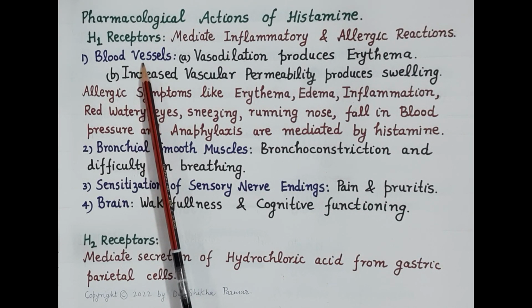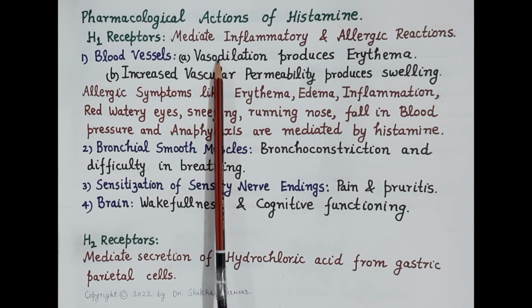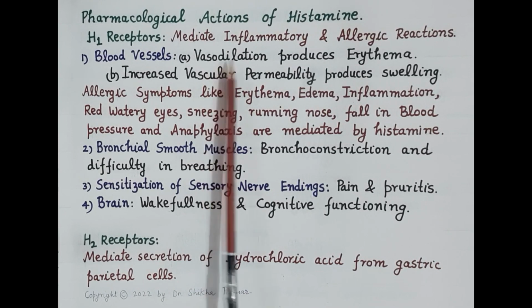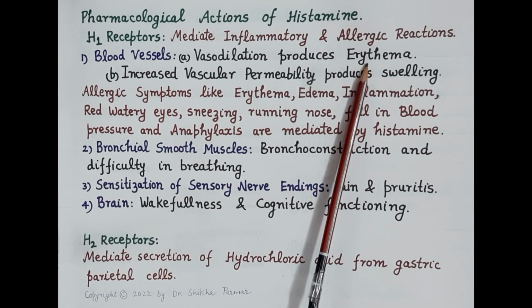Now, release of histamine by tissue injury or due to allergy, that is antigen-antibody reaction, leads to vasodilation. That is, diameter of blood vessels increases, the blood vessels expand, and this increases the flow of blood to that area, and this results in redness or erythema at the site of injury or at the site of allergy. Now, this vasodilation also reduces blood pressure.